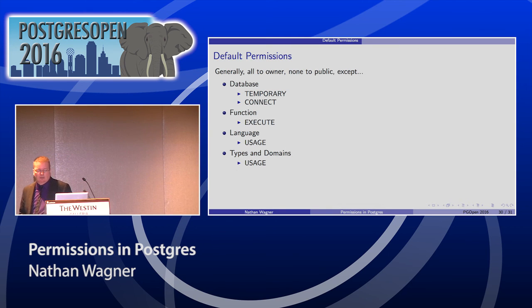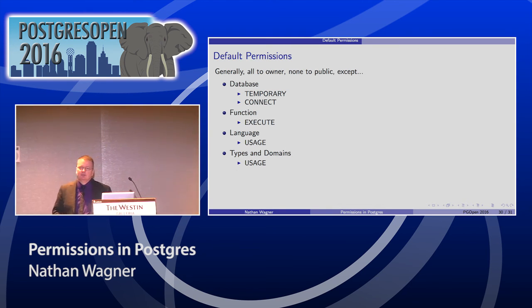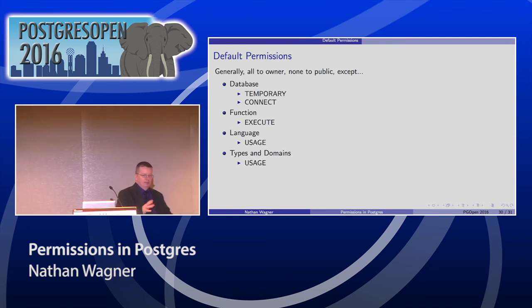When you create a new language, by default it has usage privilege. So if you install PL Perl, PL Python, whatever, by default users will be able to create functions with the language. But of course, in order to create the function, they need create permission on the schema. So again, by default, that isn't really getting them a whole lot. And types and domains allow their usage, which again is just the ability to, say, create a table that uses a type.